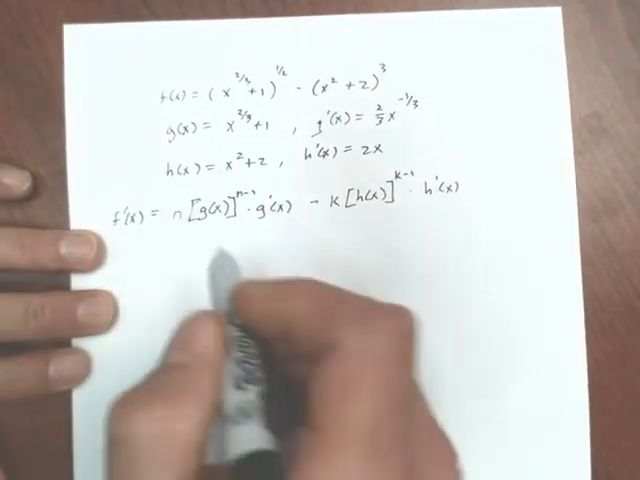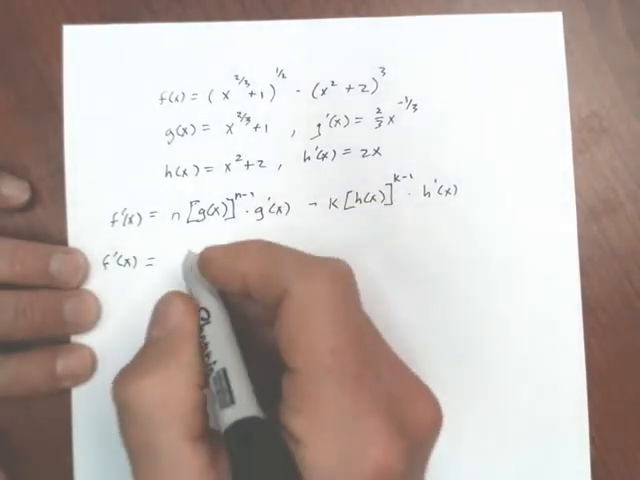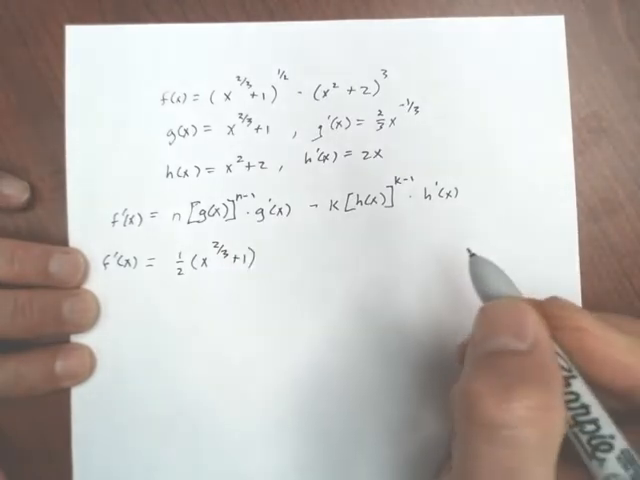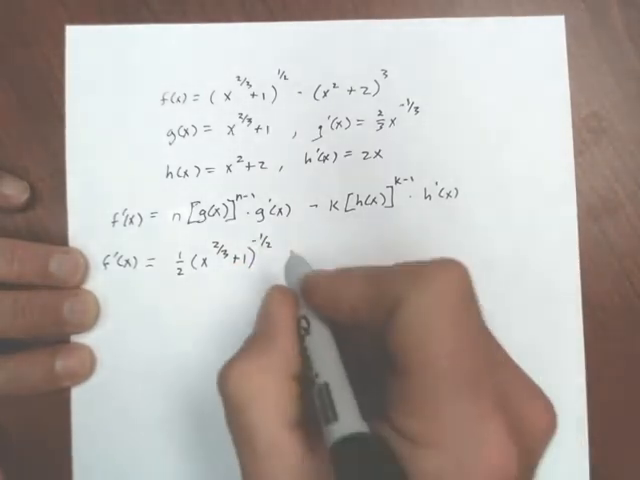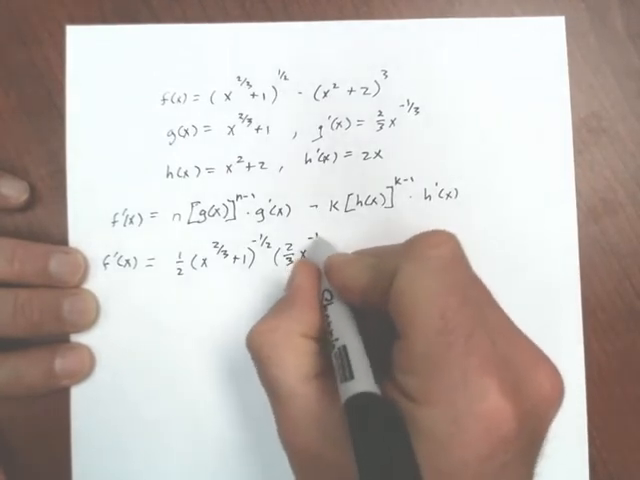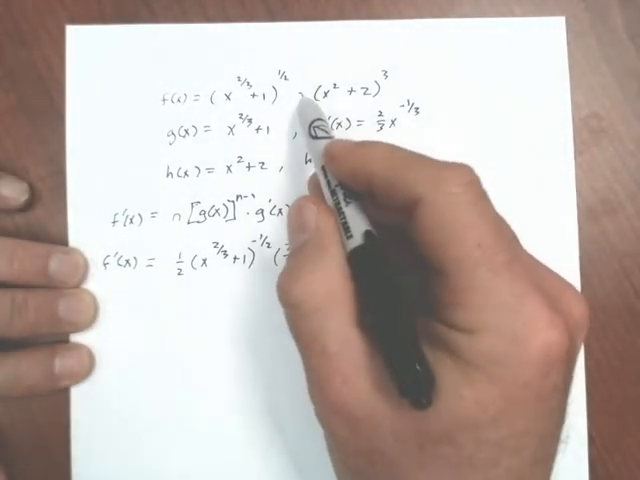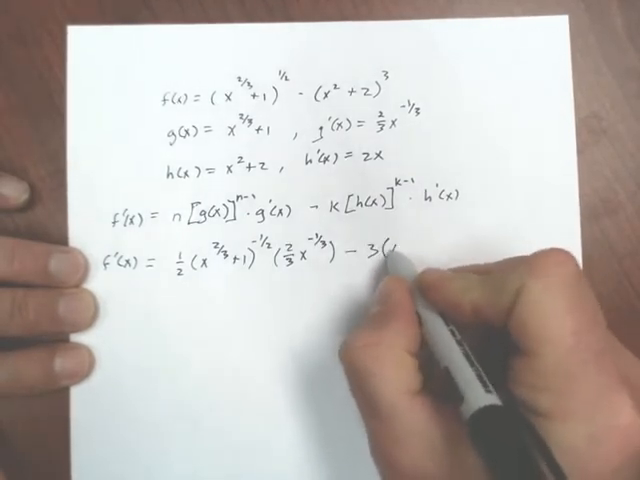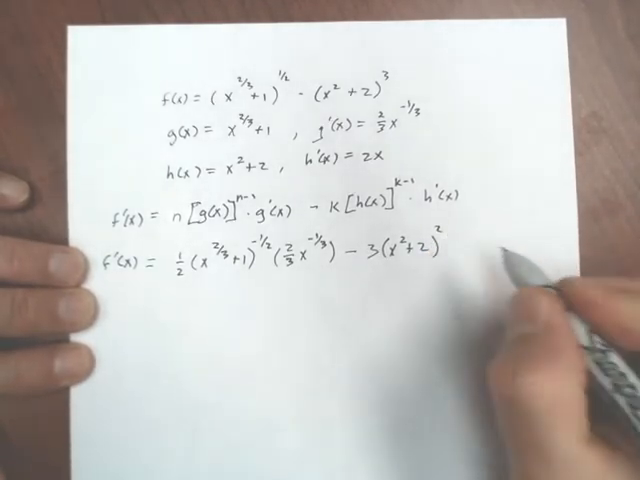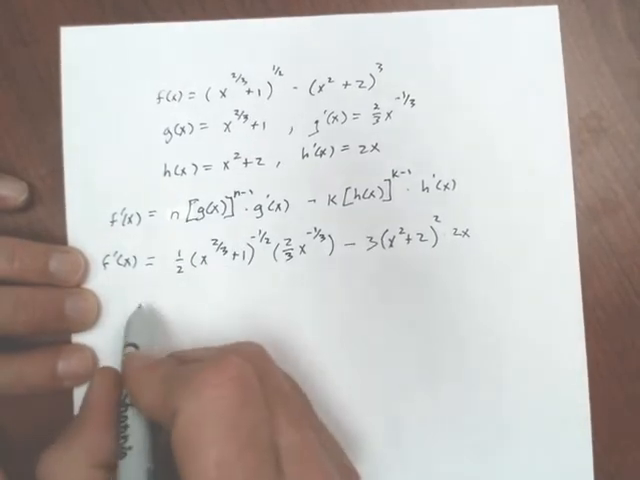What we have then is f prime of x would equal 1/2 (x to the 2/3 plus 1) to the negative 1/2 times 2/3 x to the negative 1/3, minus, because that's a minus sign, minus 3 times (x squared plus 2) squared, times 2x. Okay, now we have to combine and simplify.